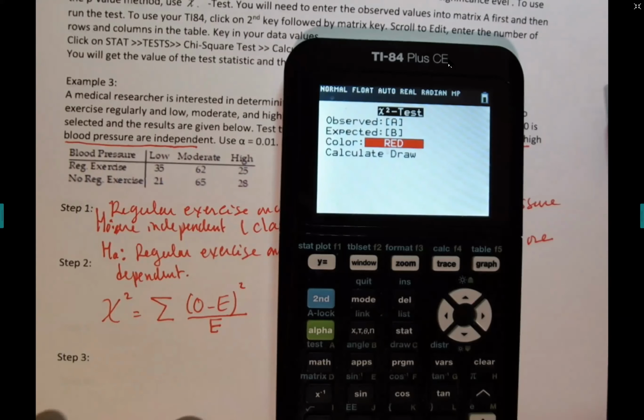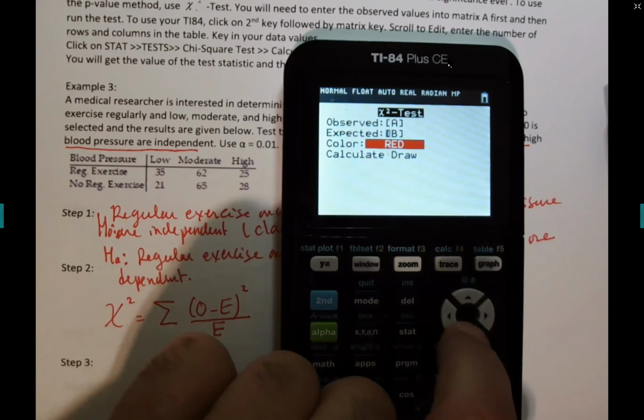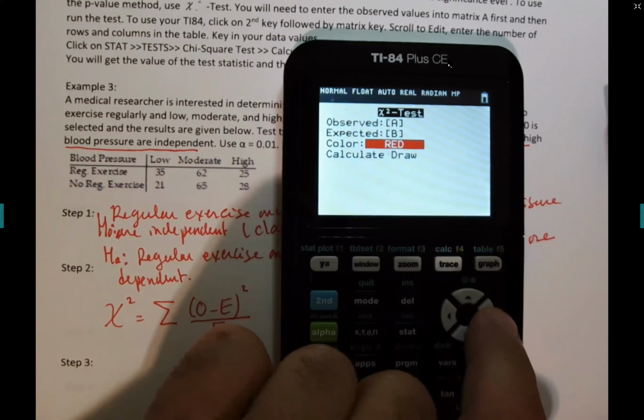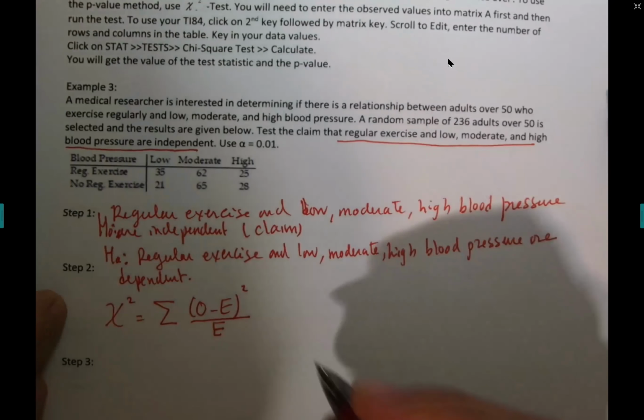Okay. It says observed in A. Don't worry about the expected. The calculator is going to generate them. So all you need to worry about is that you have the observed values in matrix A and just hit calculate or draw. Ready? Just do a draw and watch. So chi-square is 3.474.